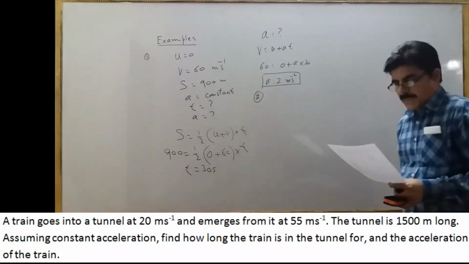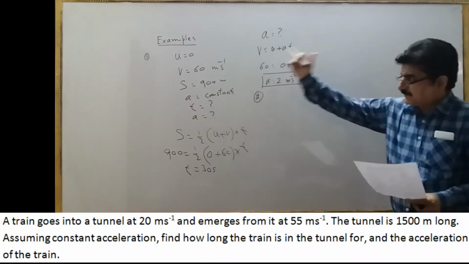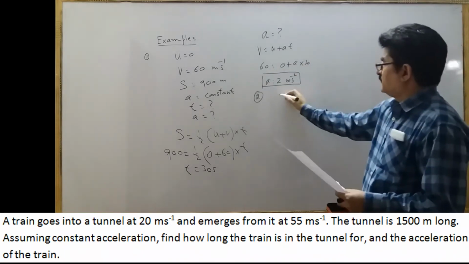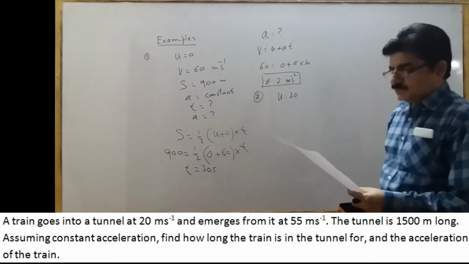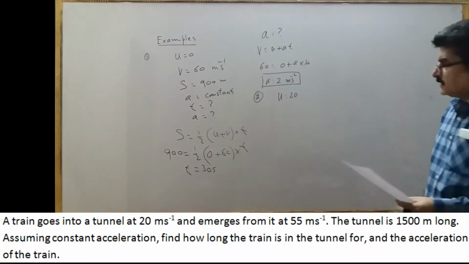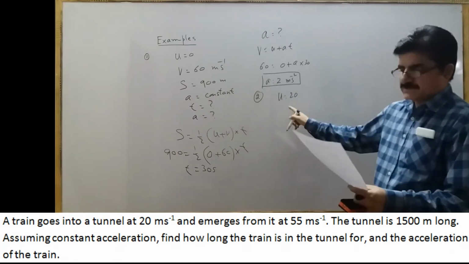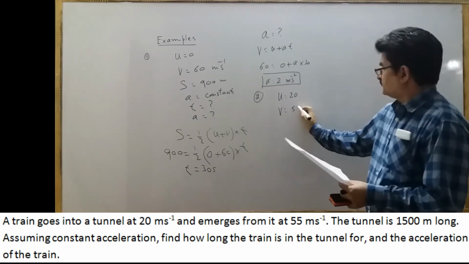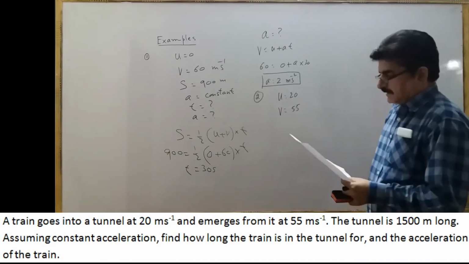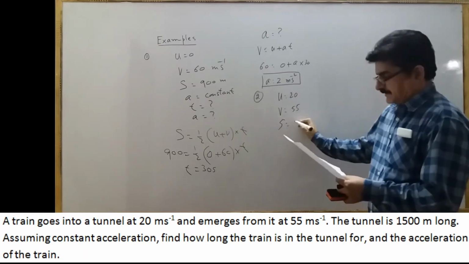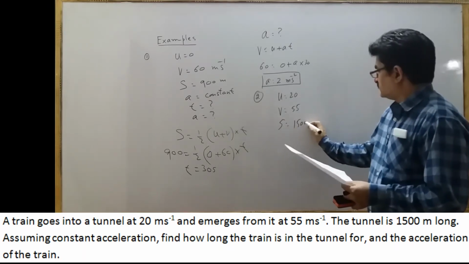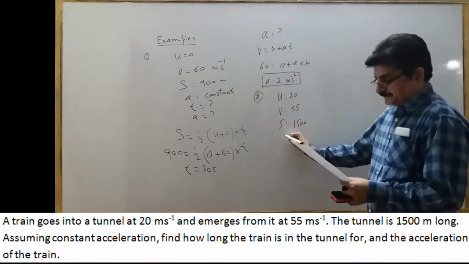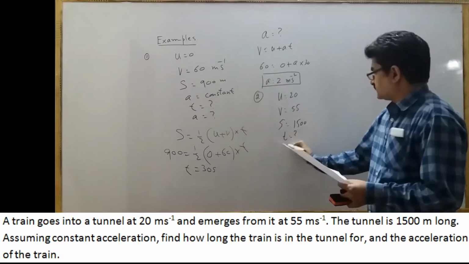Read example 2. Now the difference in first example and in second example is that a train is already moving. When we started to study its motion, the first velocity or the initial velocity was 20 and the final velocity is 55. The length of the tunnel means displacement is 1500. Acceleration, how long, time and acceleration we have to find.